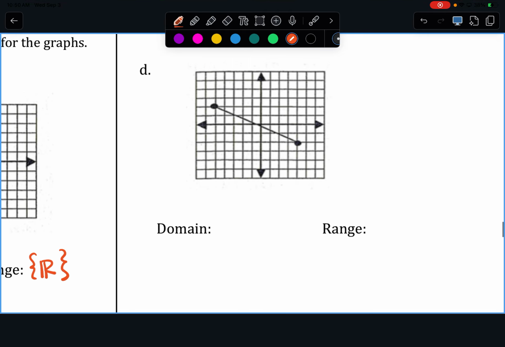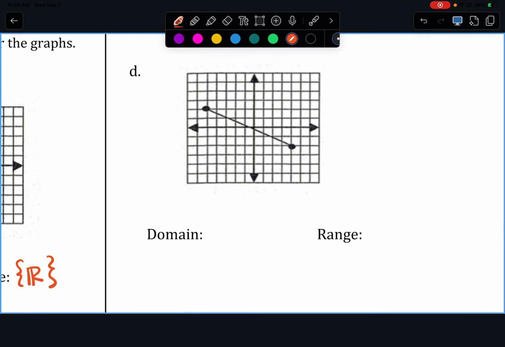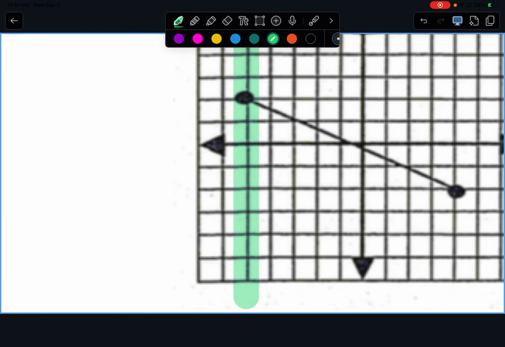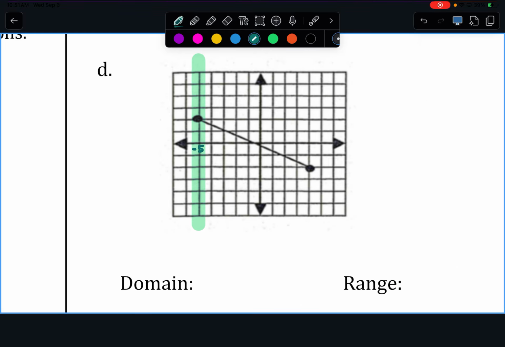All right, let's go look at this one. It definitely has walls. I don't see any arrows. Please don't put your own arrows in. You're not allowed to do that. So let's talk about domain. It's definitely not allowed to go forever left because it is stopped right here. And let's go find that x value. What is that x value? 1, 2, 3, 4, 5. Let me zoom in. This is negative, let me write darker. Negative 5 is that x value.